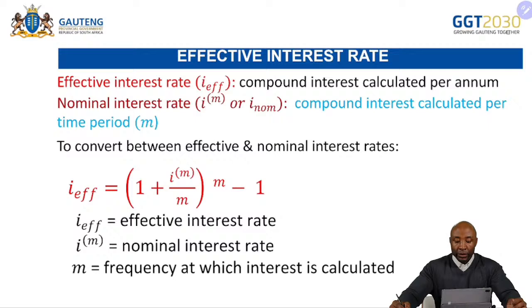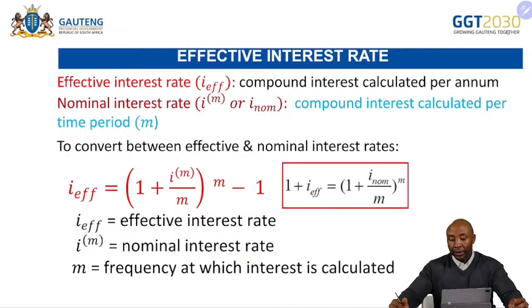And you'll realize that the effective interest rate is given by bracket 1 plus i nominal over m, all to the power m, minus 1. Or the formula can be given like that. So that will give us our effective interest rate. It can be given either as the first part of the formula or the second one that I've indicated there.